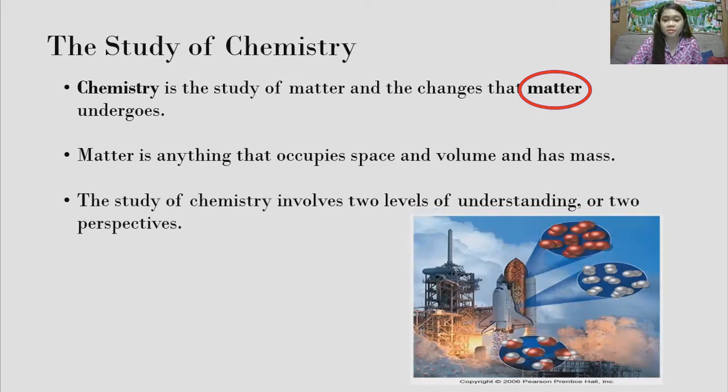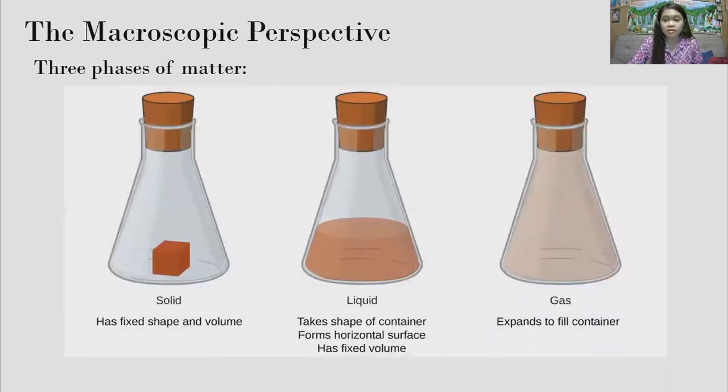The study of chemistry involves two levels of understanding. These are the macroscopic view and the microscopic view. To start with the macroscopic perspective in understanding chemistry and the matter that it involves, we have three phases of matter. We know these are solid, liquid, and gas.